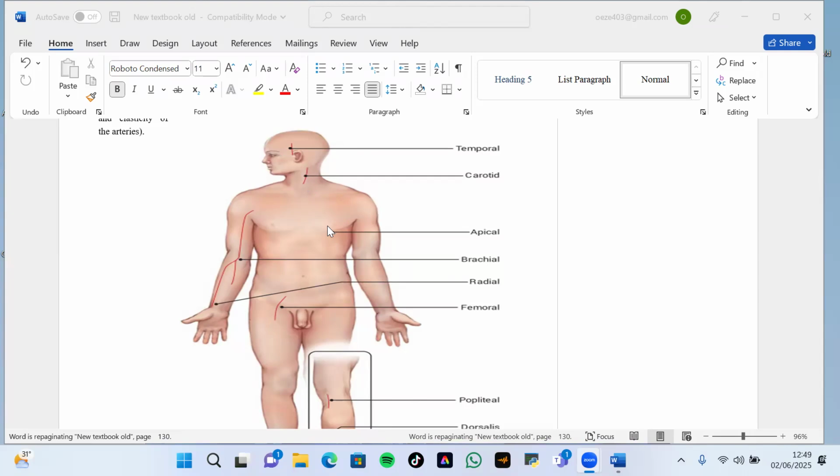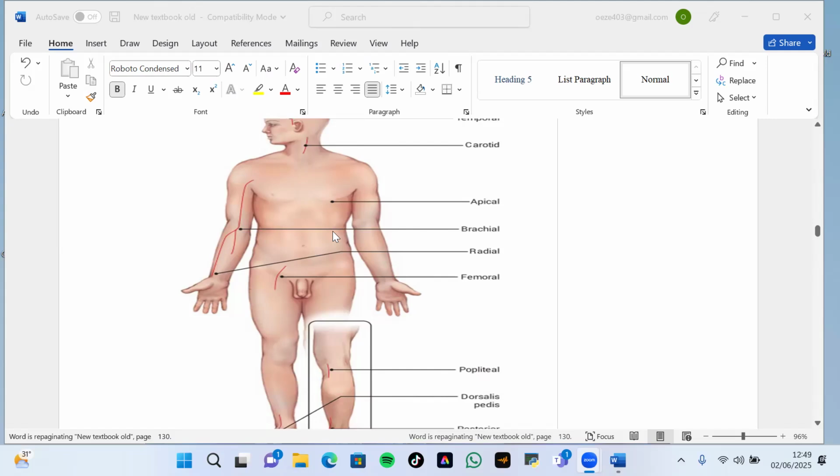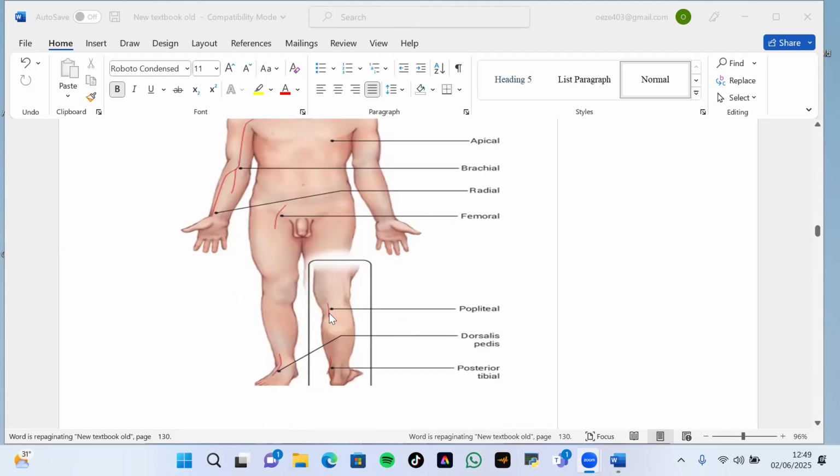This is known as the apical heart. This is directly under the heart. Directly to the heart, sorry. Site of pulse assessment. Then popliteal is a popliteal site. Then dorsalis pedis. This is called the dorsalis pedis. And posterior tibial is another site to take for pulse assessment. So these sites are usually used in pulse assessment.